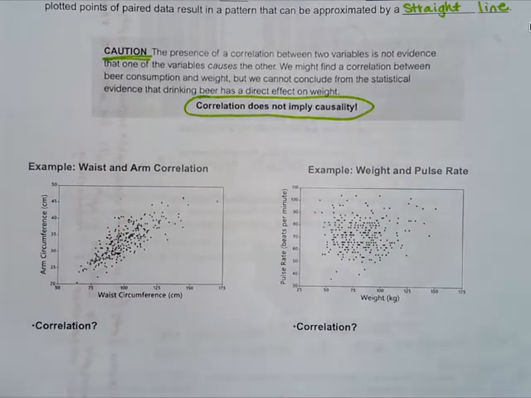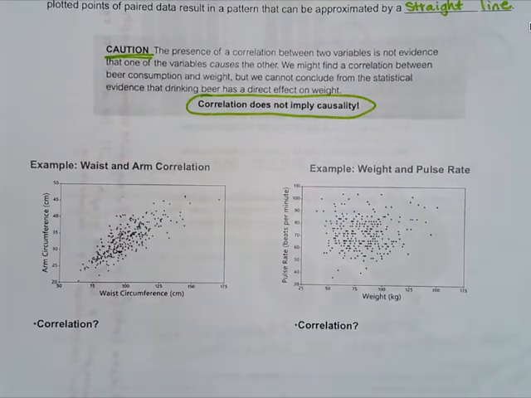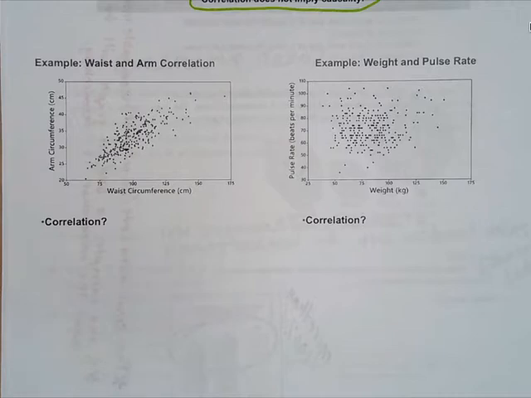As you notice, with these concepts in statistics, sometimes you're going to see some more adult-related concepts. That would be one of them, where it's talking about beer, which you wouldn't normally see in a high school class. So let's look at our example, waist and arm correlation.